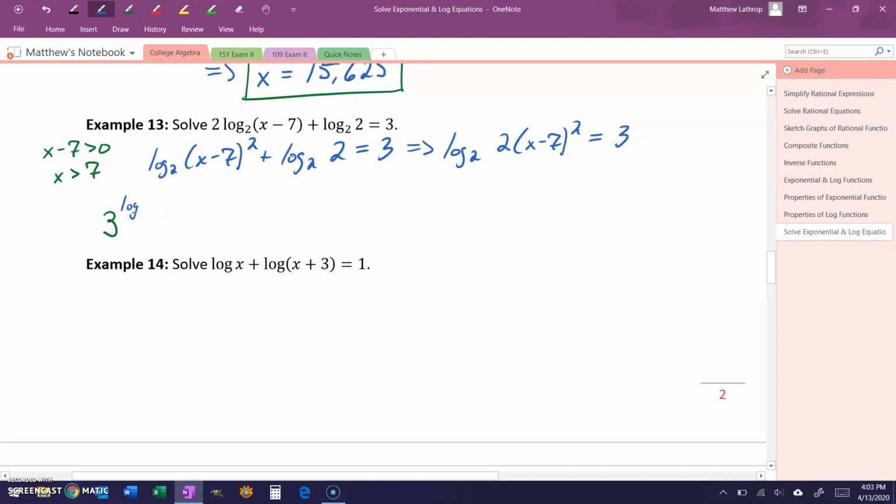So this will be log base 2. Let me say it again. We're going to rewrite this as 2 raised to the log base 2 of 2 times x minus 7 squared equal to 2 to the third power. We can do this because we know these expressions we already have and the exponents are equal because they were equal in the previous step.